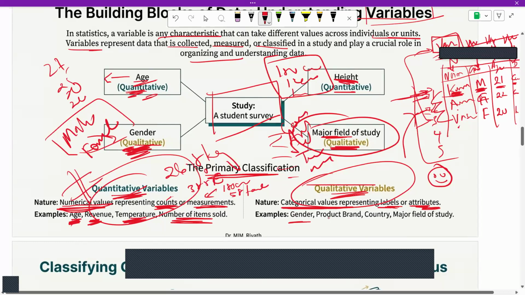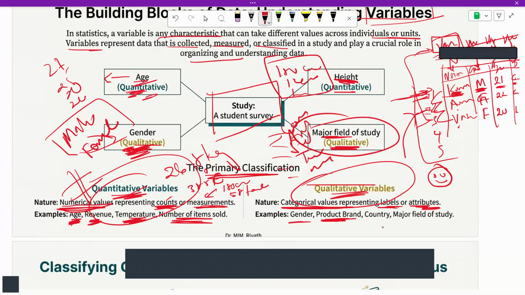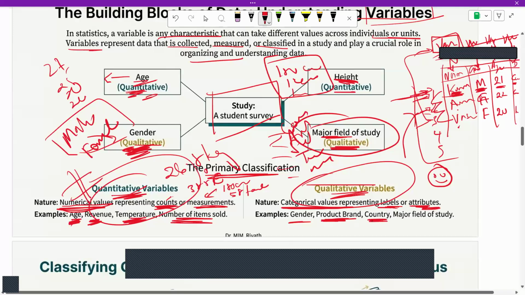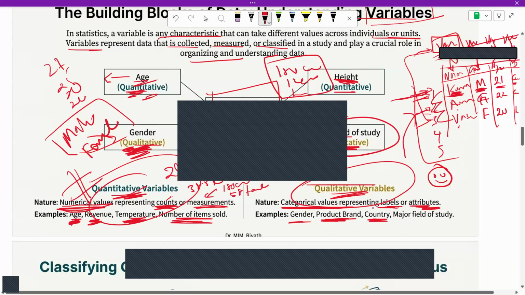Examples are gender, product brand like Samsung, Apple, Coca-Cola, Tesla, Toyota, this kind of thing, and these have no numerical value. Country of origin, China, Sri Lanka, Nepal, like this.